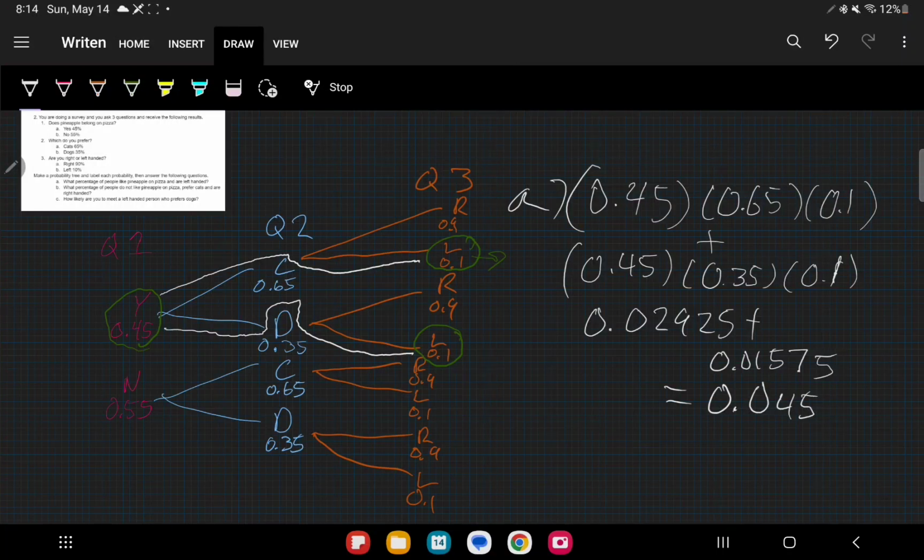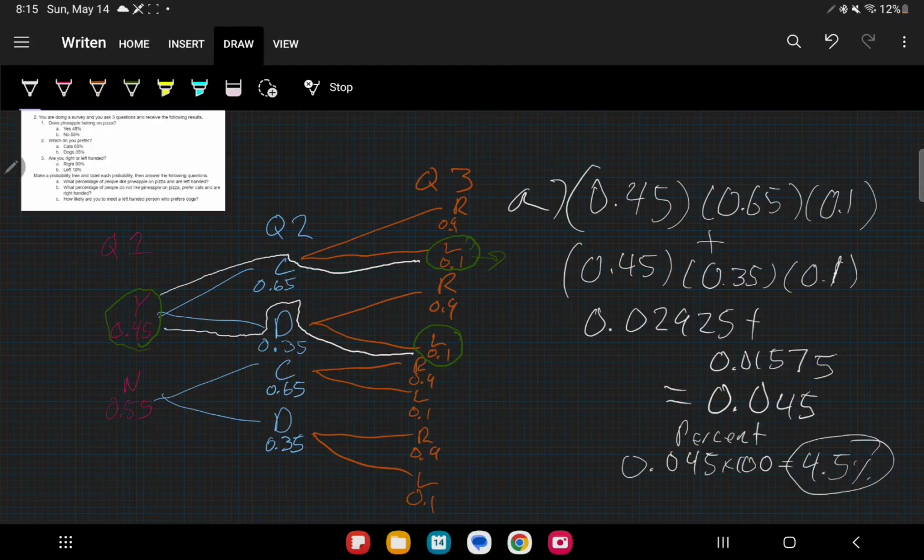I want the percentage. So remember, this is the decimal. To find percentage, we multiply the decimal times 100. And that's going to get me 4.5%. So that's A. 4.5% like pineapple on pizza and are left-handed.